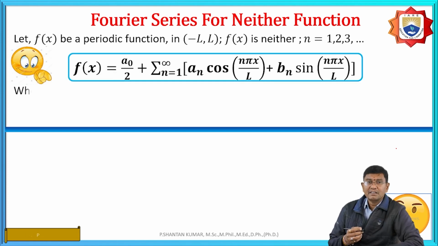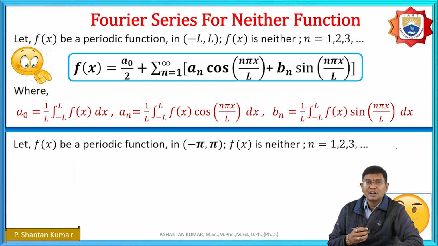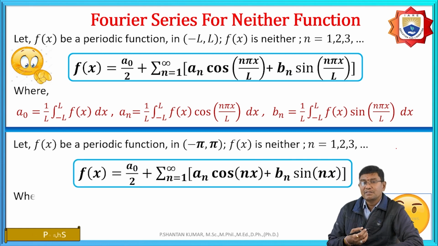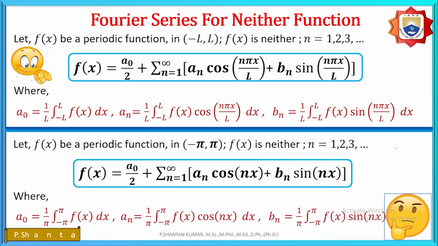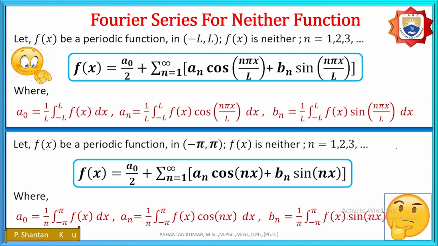And the formulas have no change of limits, in between minus pi to pi. The limits are as usual: a naught is 1 by pi integration minus pi to pi f of x dx, an is 1 by pi integration minus pi to pi f of x into cos nx dx, and bn is 1 by pi integration minus pi to pi f of x into sin nx dx. These are the conditions for the limits minus pi to pi only.